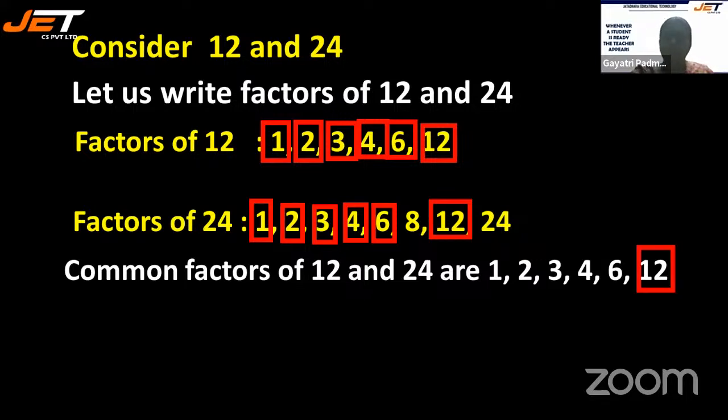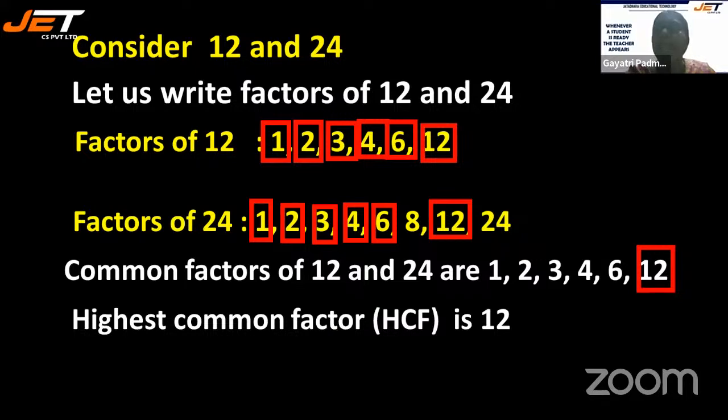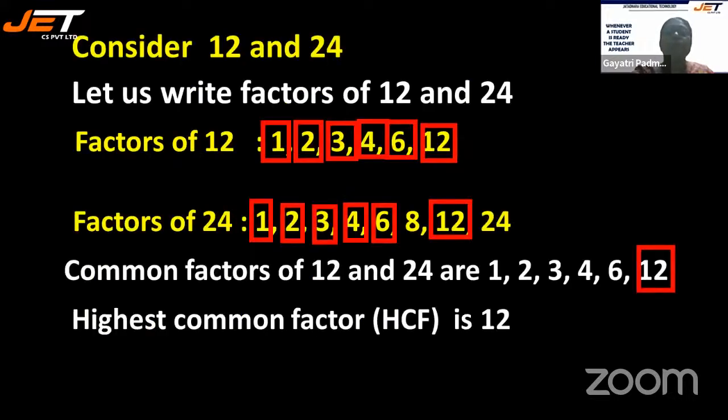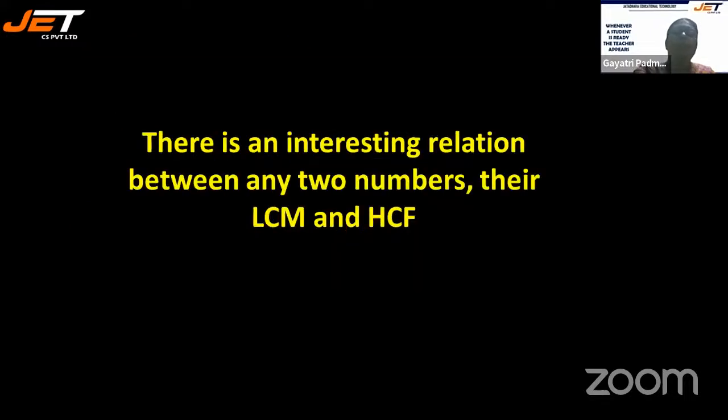3, 4, 6, and 12. Now, among these, what is the highest? The highest common factor is only 12. All right? So, I'm sure you would have understood how to take the common factors, and from the common factors, how to find the highest common factor. With this understanding, we are moving on to the next.